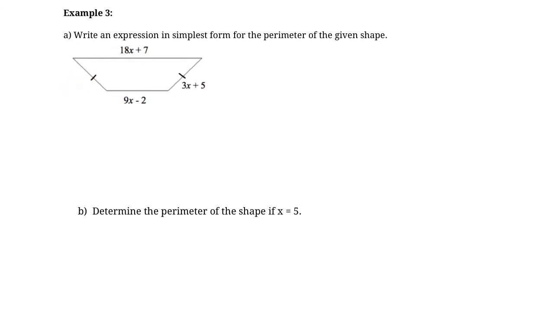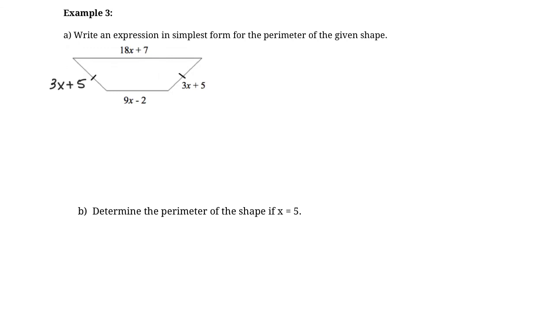But what I do notice is that there are these markings on the left and right-hand sides. In case you've forgotten, if you see these markings, that means that the sides are the same. So if this side with the marking is listed as 3x plus 5, that means the left-hand side is also going to be 3x plus 5. So in order to find the perimeter, we're going to add all 4 sides together.